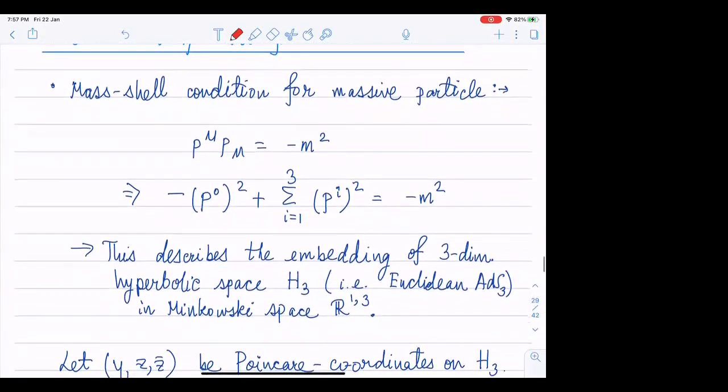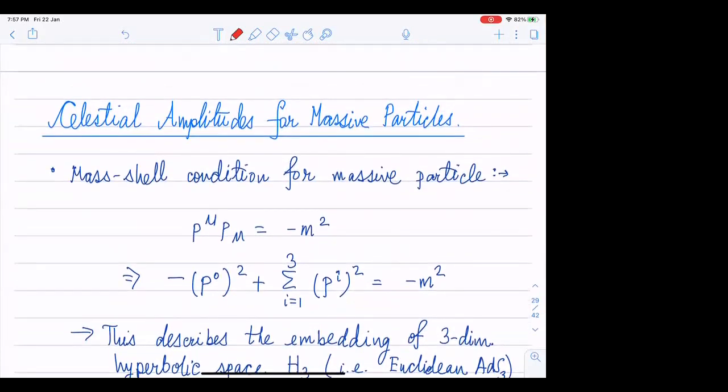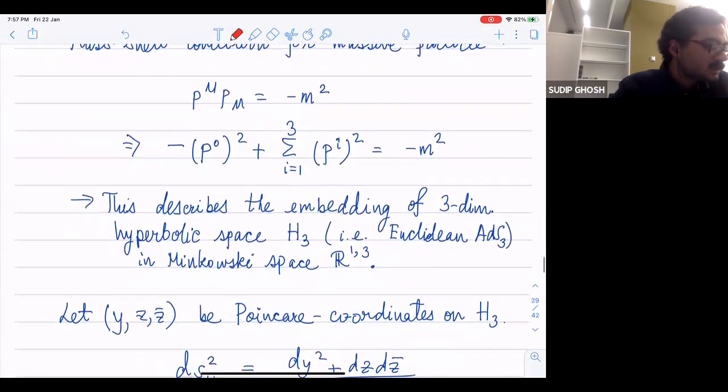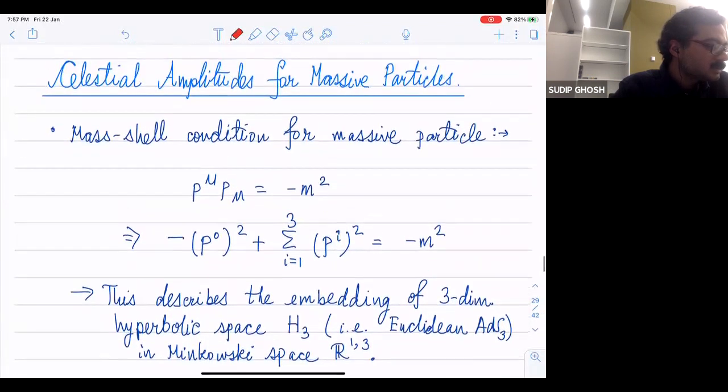So maybe in 10 minutes, let me tell you a little bit of the story for massive particles, and then we can end for today. Okay, so let's see what happens for massive particles. Let's start simple.